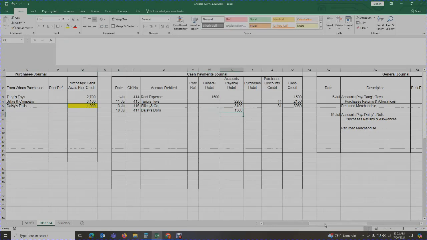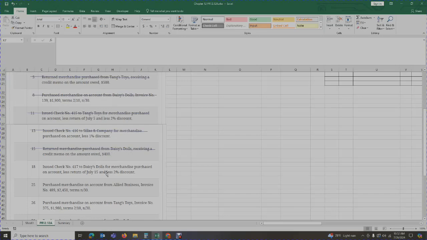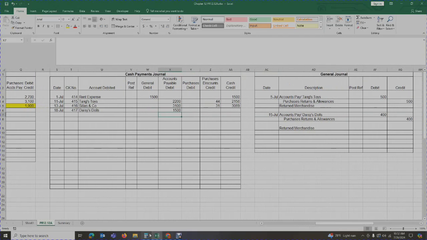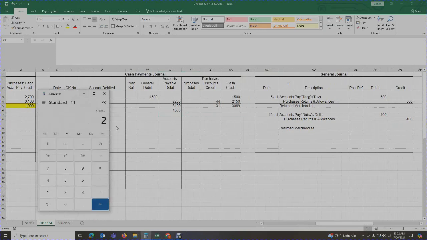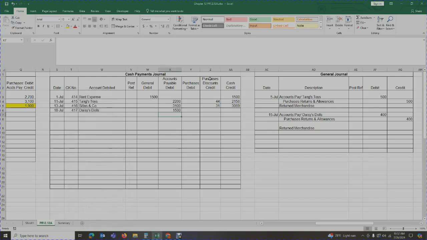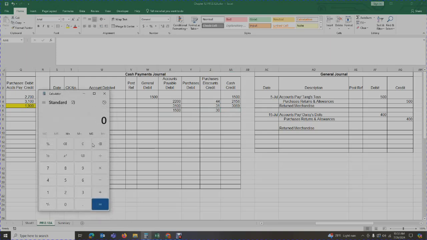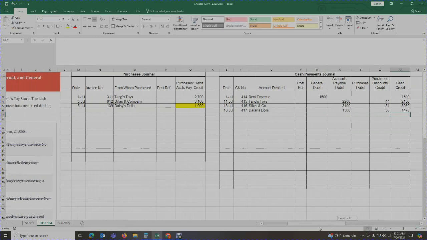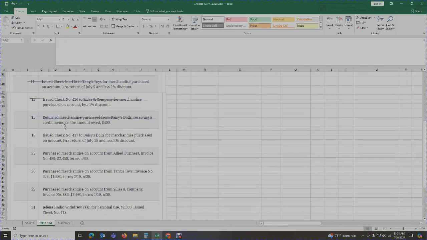And then the problem says that we have a discount of 2%. So we're going to go ahead and account for the discount. We have 1,500 times 2%. That will give me a $30 discount. So the discount goes under purchases discounts. And then the difference, so we're going to get the 1,500 that we owe less the $30 discount. That means we're going to pay 1,470 in cash. So that happened on the 18th.